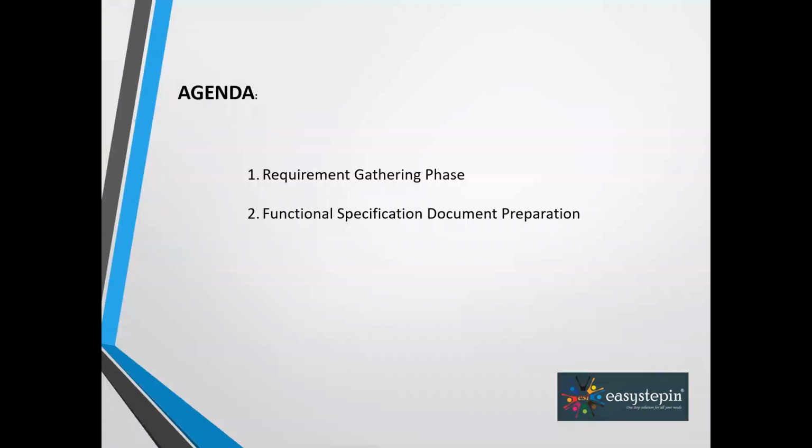I'm Shalini Nerella. In today's session, we'll discuss the first phase of the waterfall model, which is the requirement gathering phase. Here we'll discuss in detail how an architect interacts with the client in order to get the complete requirement of the project. Then we'll discuss the functional specification document preparation, so how we prepare the functional specification document based on the inputs we get from the requirement gathering phase, right?